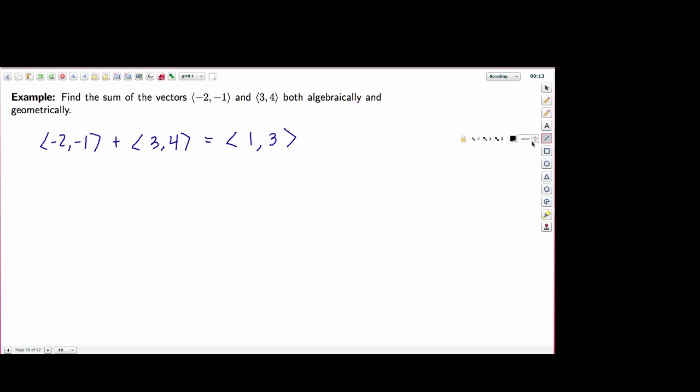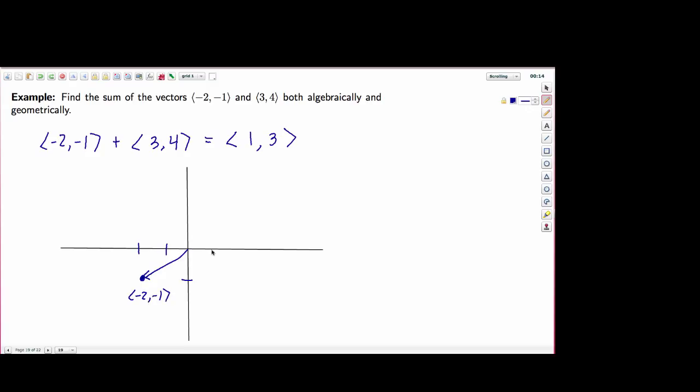Now let's think about how to do this geometrically. So the first thing I'm going to do is just plot our two vectors. So -2, -1 means we are over -2, down -1. So here's our first vector, -2, -1. And now 3, 4, so I'm over 3, up 1, 2, 3, 4. So here's our vector 3, 4.